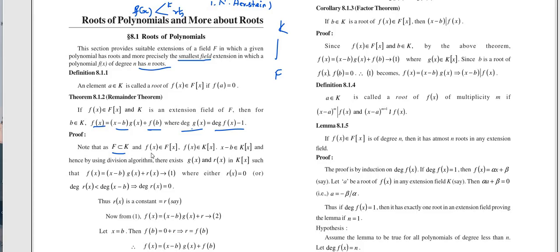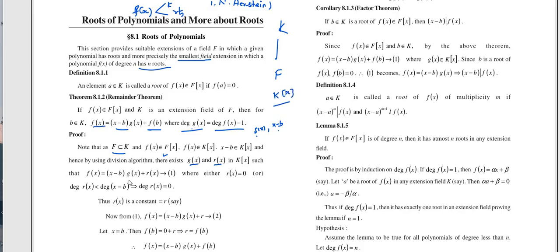And f(x) is in F[x], that is, we are considering it as a polynomial over F, which means it should be a polynomial over K also. So now that we have got in K[x] two polynomials, one is f(x), the other one is x minus b. So we are going to apply the Euclidean algorithm to these two polynomials. So we can find g(x) and r(x) in K[x]. Everything is discussed in K[x].